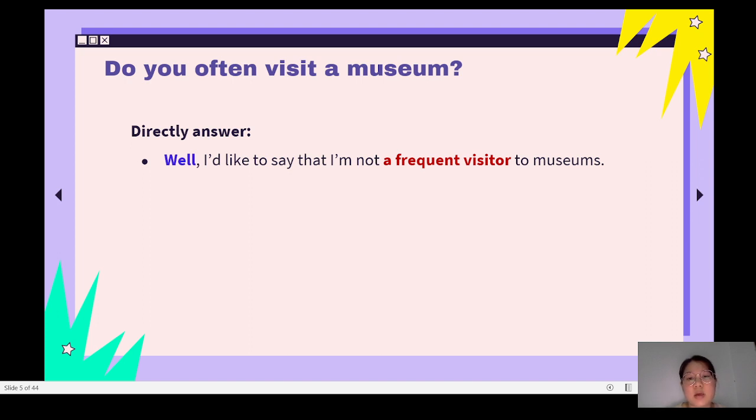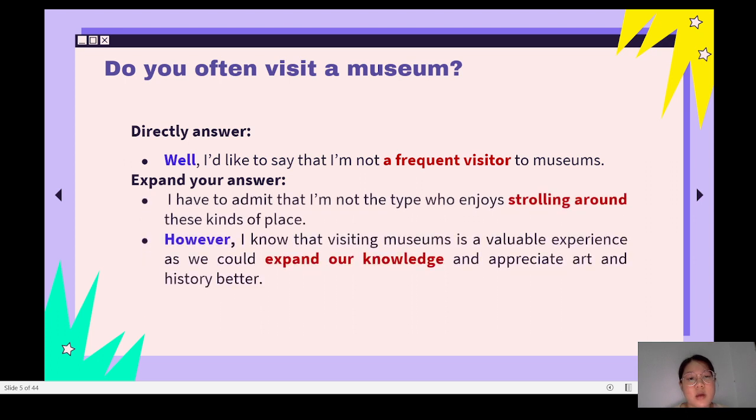On top of that, you can see the red words here: not a frequent visitor. It is an answer for that: No, I don't often visit a museum. And then we expand our answer here. You can see that I have to admit that I'm not the type who enjoys strolling around this kind of place. However, I know that visiting museums is a valuable experience, and we could expand our knowledge and appreciate art and history better.